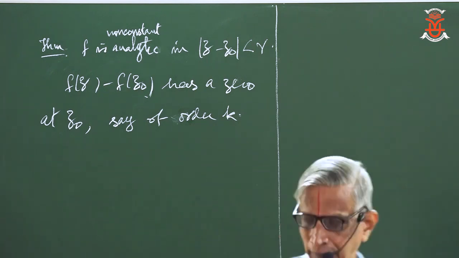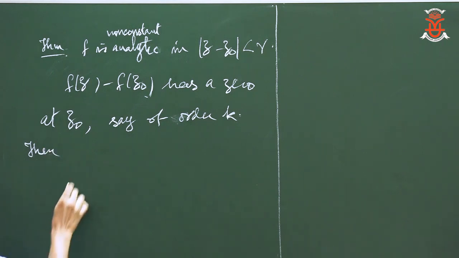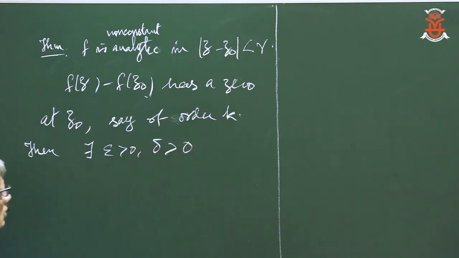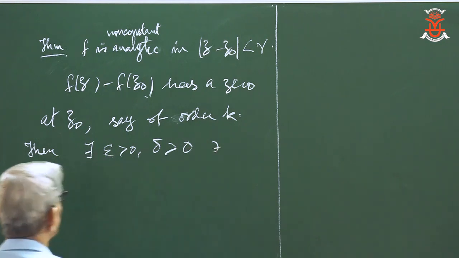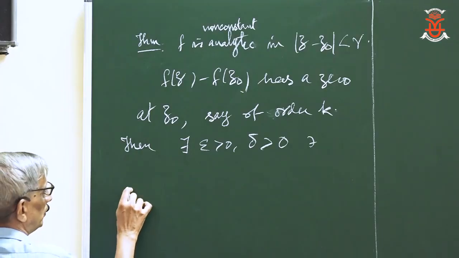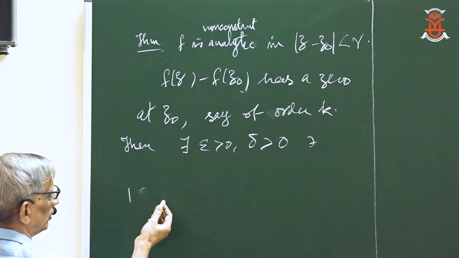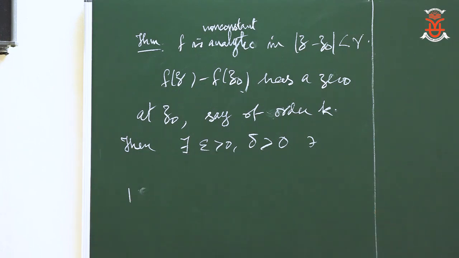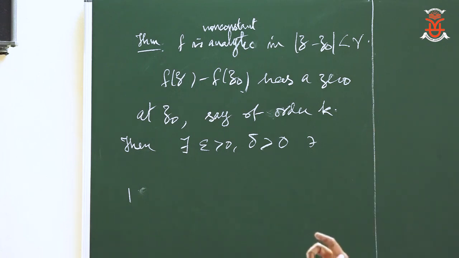Suppose the 0 is of order k, then there exist positive numbers epsilon and delta such that, so you're going to say something about a disk of radius epsilon around z naught and a disk of radius delta around f(z naught), right?